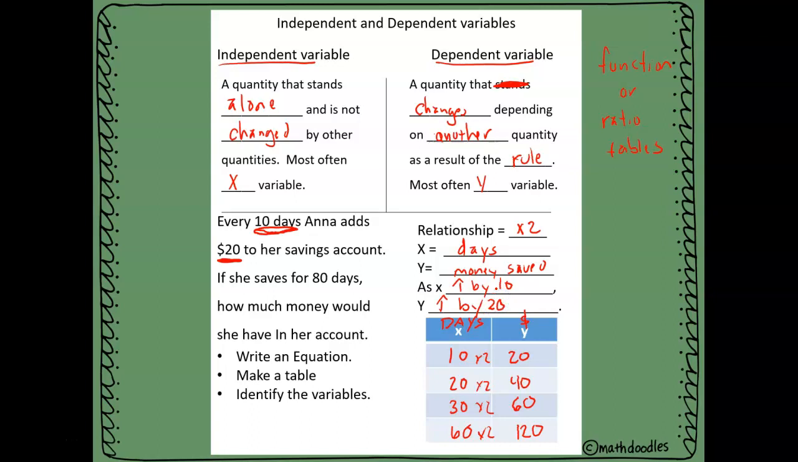So this is what the table is going to look like. So we have made the table. We have identified the variables, where we said the X is the independent, so days is independent. Money is the dependent, so Y is dependent, is the money. The equation is going to be what we talked about over here. My Y value equals my X value times 2. And the way we write that is y equals 2x. Okay.